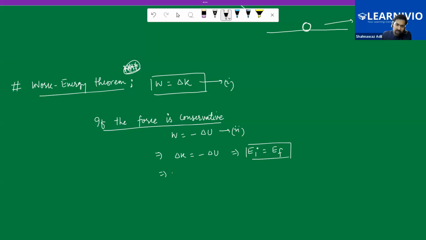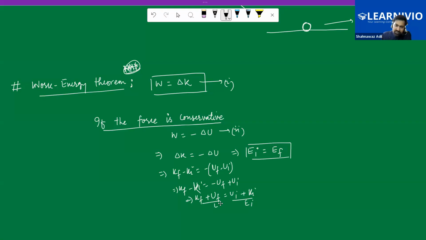So this would be what? This is K final minus K initial. This is minus of U final minus U initial. So you will get K final minus K initial, and you will get minus U final plus U initial. So you put U final in the left hand side. So K final plus U final equals U initial plus K initial, right? So this is initial energy, this is final energy.